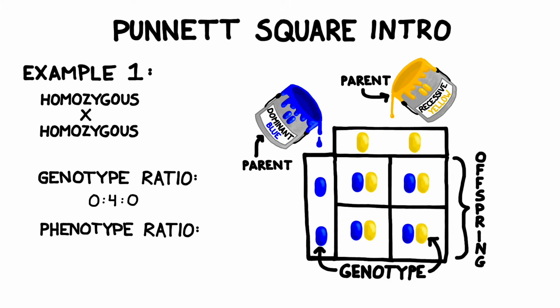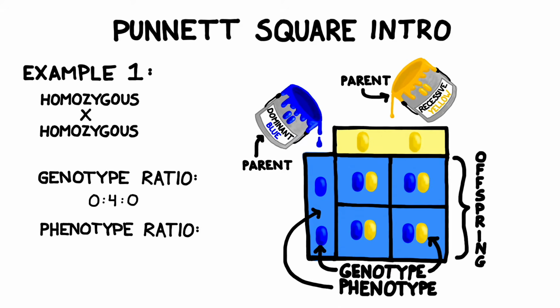Now let's take a look at the phenotypes. I find color coding my Punnett squares to be helpful, so I'm going to shade in the phenotypes for both parents first. After shading it, the Punnett square will look like this. When we've shaded in the phenotypes for the offspring, we can see that all of the offspring will have the same phenotype as well. All 4 offspring will have the dominant phenotype and none will have the recessive phenotype.